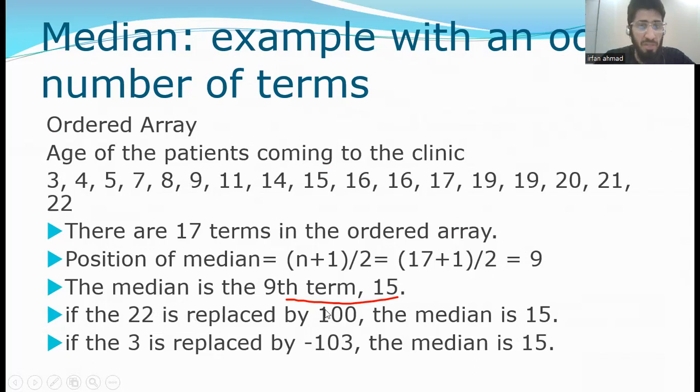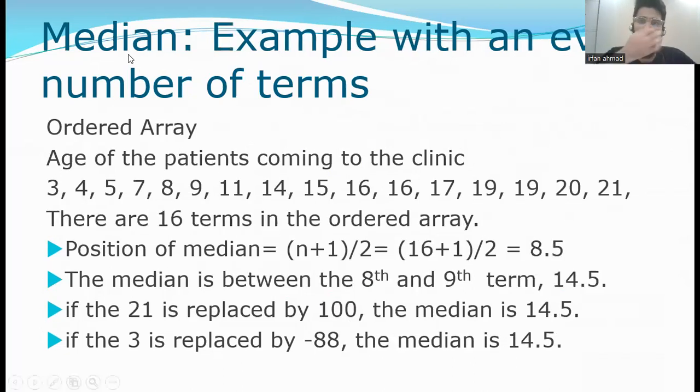If 22 is replaced by 100, for example, the median is still 15. And if 3 is replaced by minus 103, the median is still 15, because we don't add all of them, we just count them and then find the point by this formula. We just count the number of observations irrespective of the quantity of each observation. That's why it is not affected by extremely large and extremely small values. This is the example for an even number.